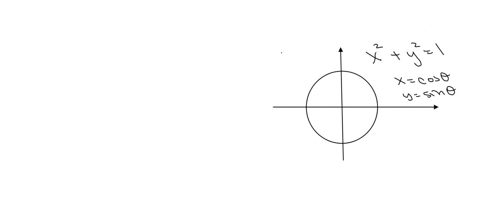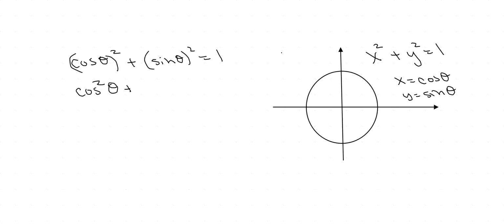If we replace x with cosine theta and we replace y with sine theta, we get 1. And just rewriting it how we typically see it, where we put the square right there, this is our first big identity.